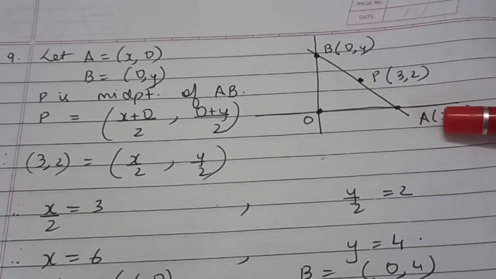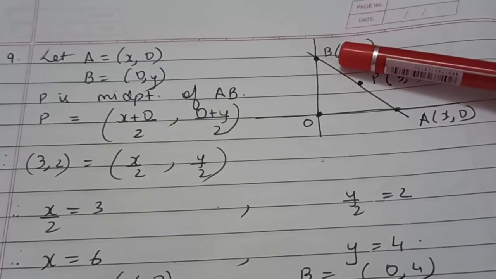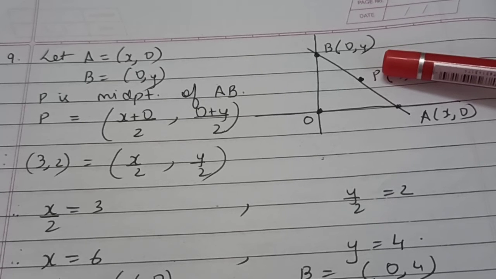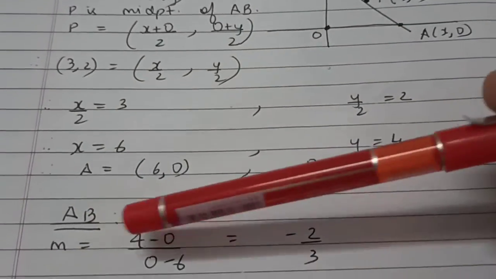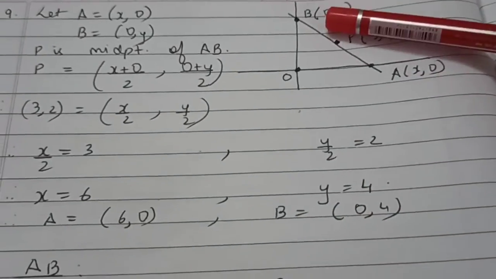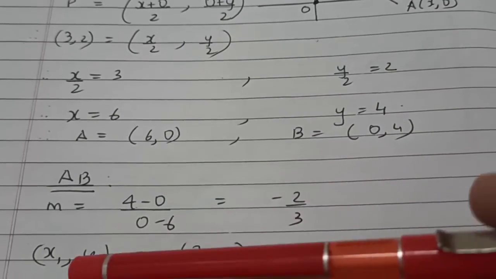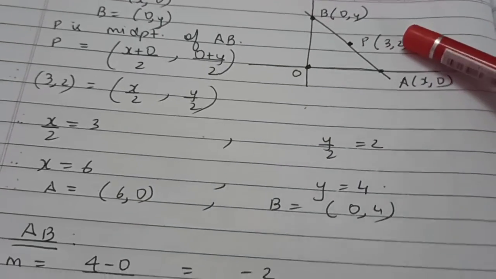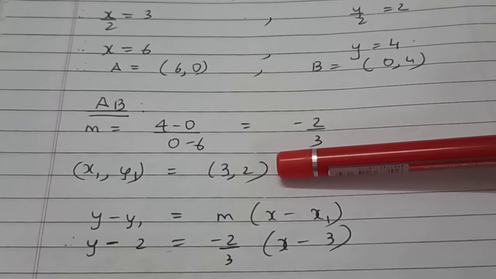Now the equation of the line. Good news is we have 3 points, A, B and P. We just need 2 points to find the equation. Step 1, get the slope of the AB line. I'm using A and B to find the slope. You could have used anything. And you have to take any 1 point for the equation. I'm going to take P for forming the equation. You could take any point which is lying on that line.